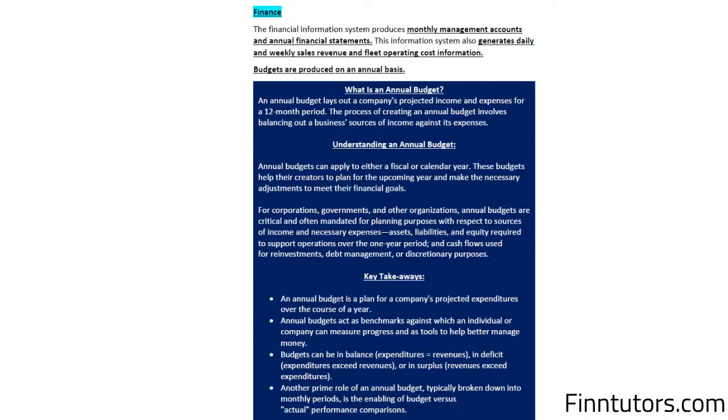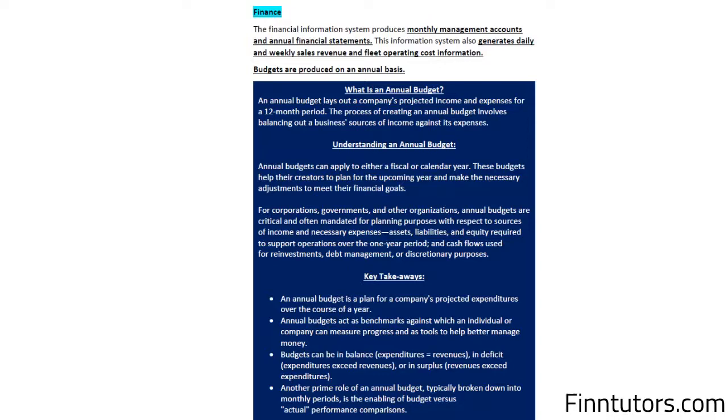Annual budgets can apply to either a fiscal year or a calendar year. These budgets help their creators to plan for the upcoming year and make the necessary adjustments to meet their financial goals. So, you look at your previously created annual budget, add or subtract whatever you feel is relevant, whatever you want your financial goals to be for the current year, and that's an annual budget. So, it's kind of looking at historical information, which is not very prudent and not very true in today's modern business environment. What happened last year will not necessarily happen this year.